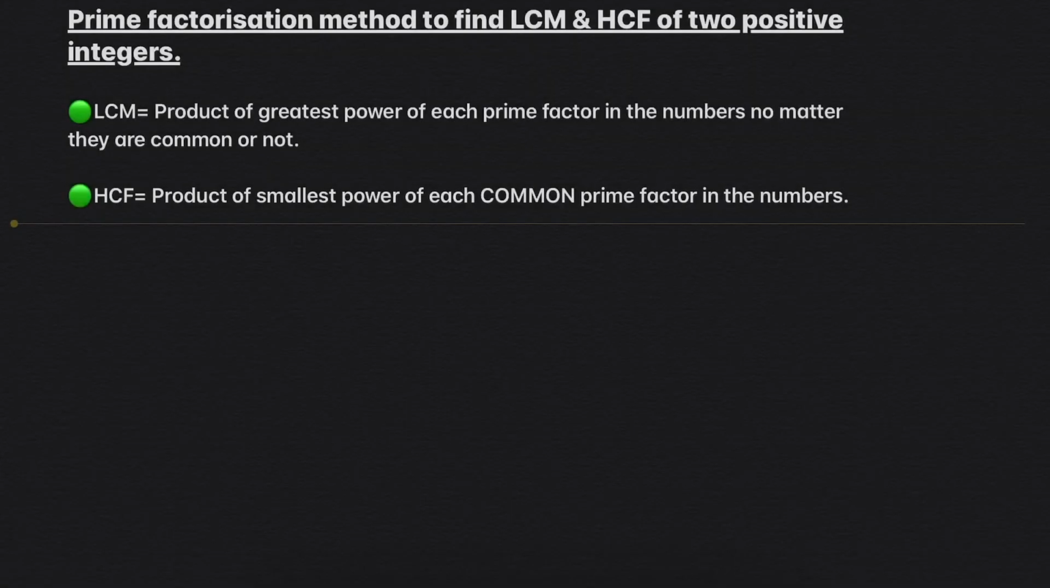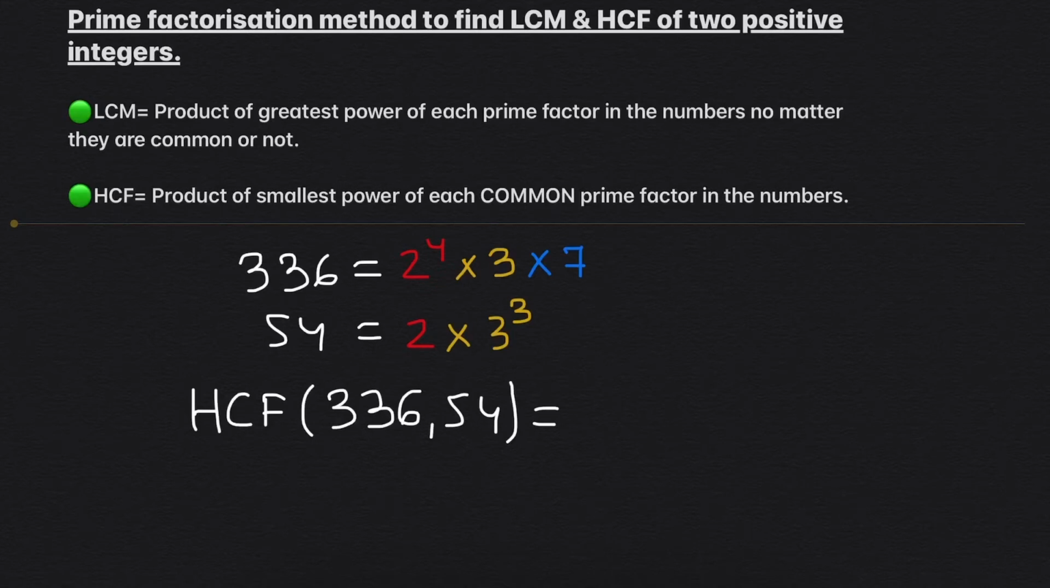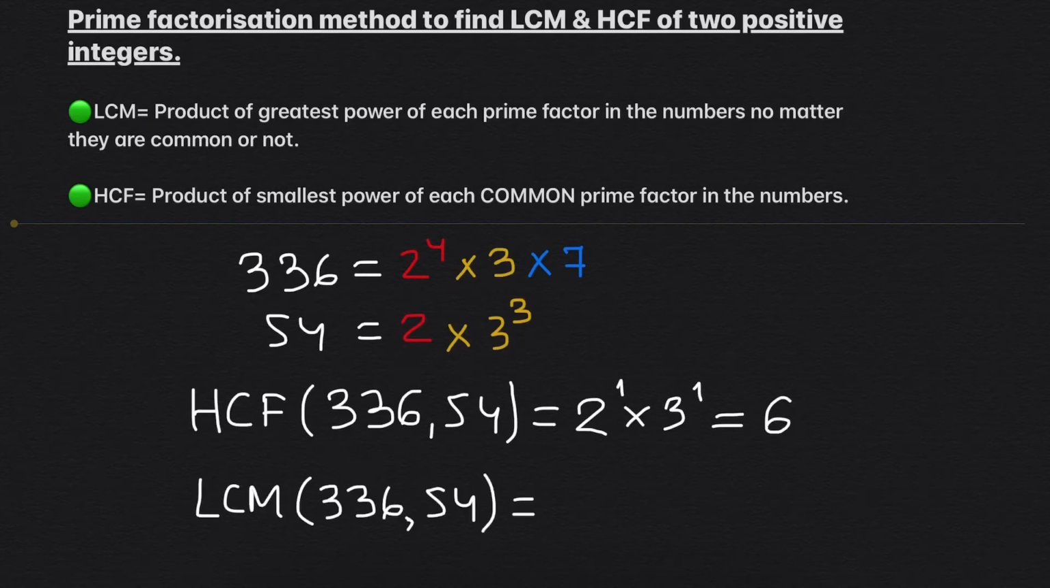Okay, again consider two numbers 336 and 54. If we factorize this we'll get, so now let's find the HCF. It says product of smallest power in each common prime factor in the numbers. Between 336 and 54 we have 2 in common, and the smallest power is 1, so 2 to the power 1, into also 3 common and the smallest power is 1, so 3 to the power 1, so we have 6.